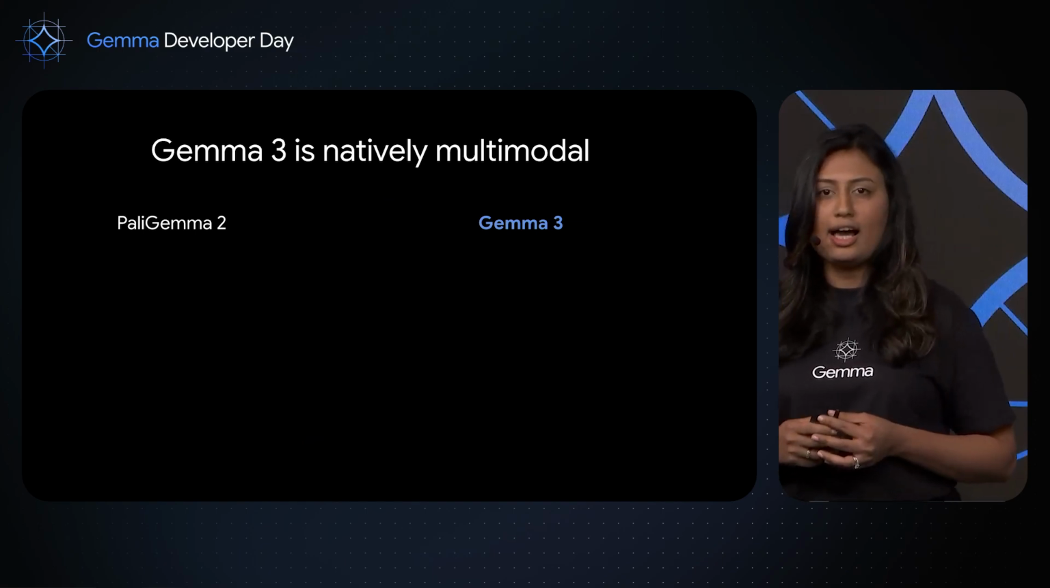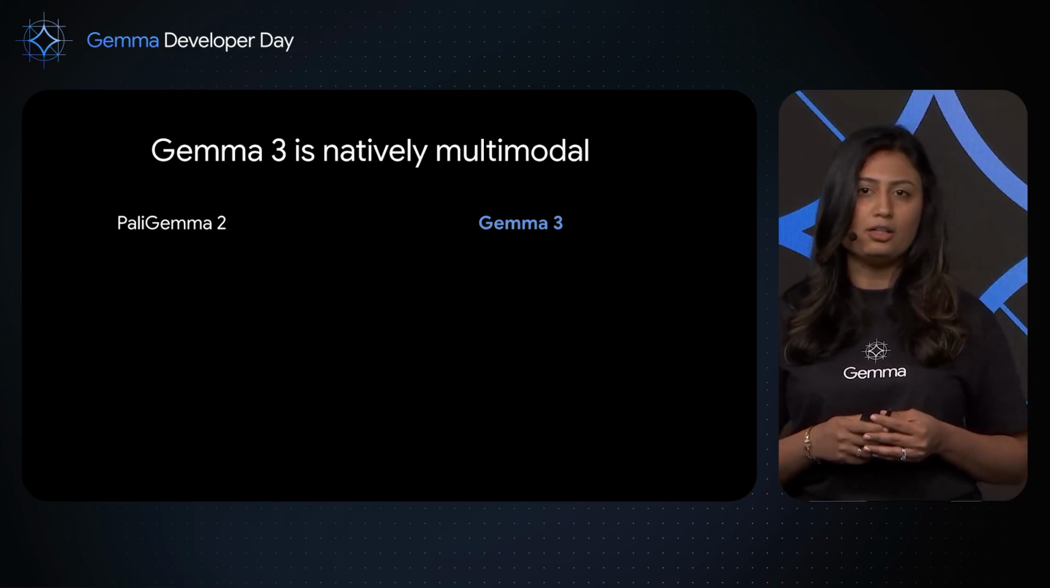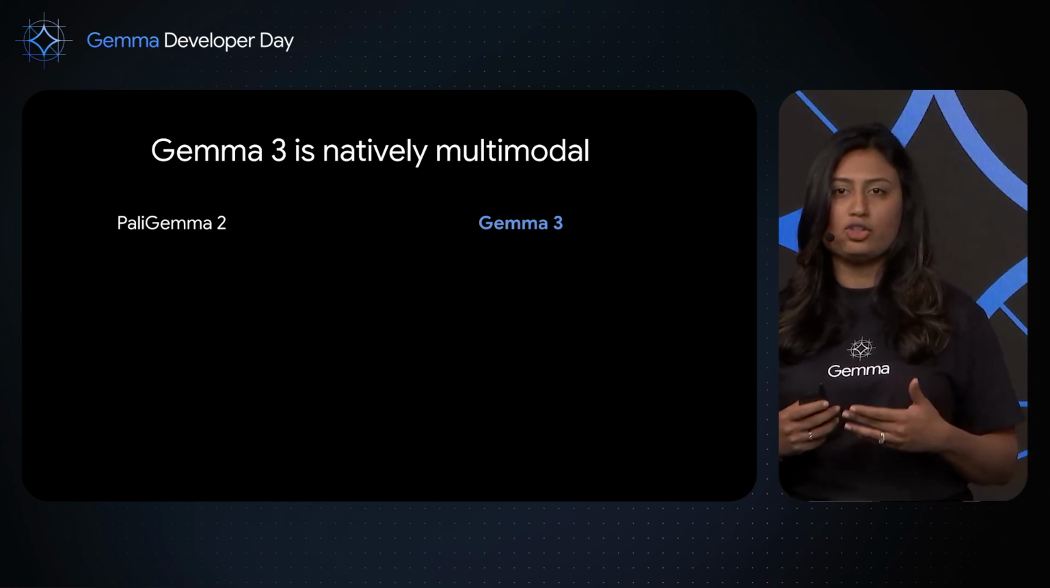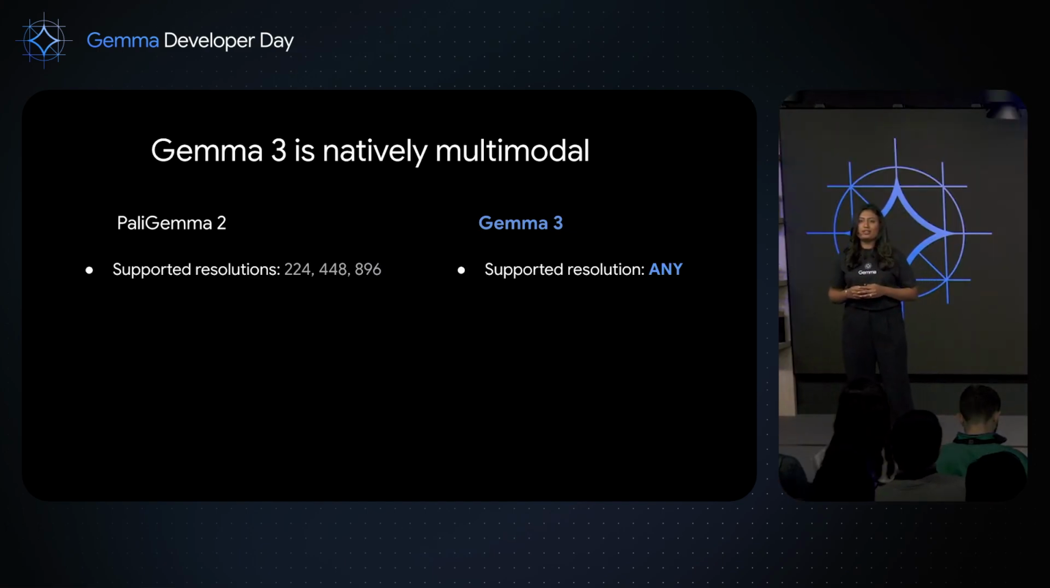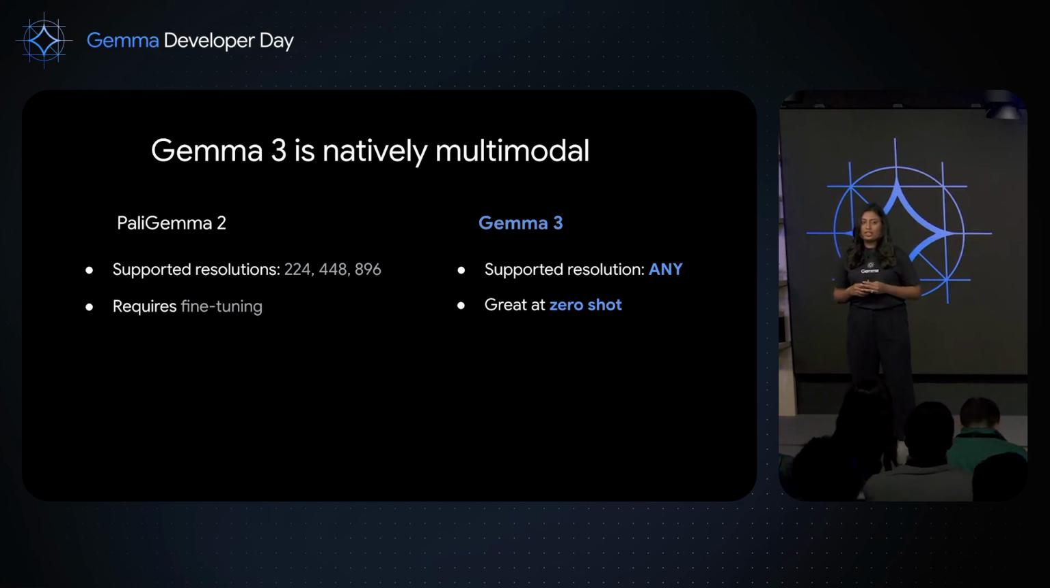To start, I'd like to highlight some differences between the previous generation of multimodal models built using Gemma and the new natively multimodal Gemma 3. The first is that PaliGemma provides a separate model for 3 input resolutions. On the other hand, Gemma 3 is one model that supports any resolution. PaliGemma models are geared towards task transfer through fine-tuning on specific examples. Gemma 3, on the other hand, is great at zero-shot performance and can be used out of the box on a wider variety of tasks without fine-tuning on specific examples.